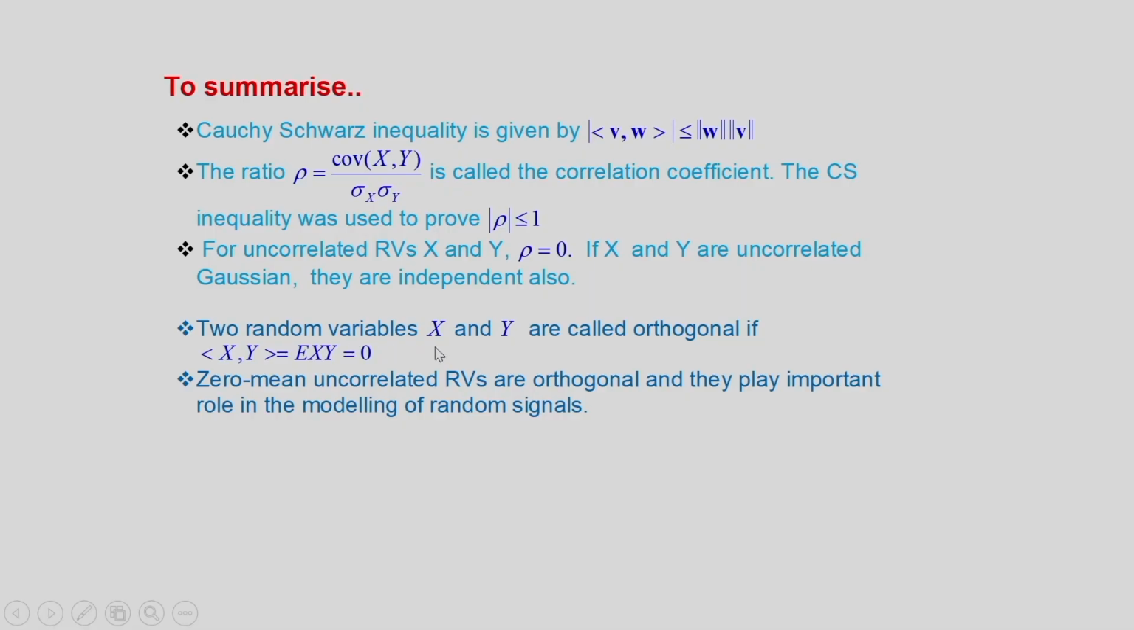Two random variables x and y are called orthogonal if the inner product of xy, that is E of xy, is equal to 0. 0 mean uncorrelated random variables are orthogonal and they play an important role in the modeling of random signals, that we will be using in a future lecture.